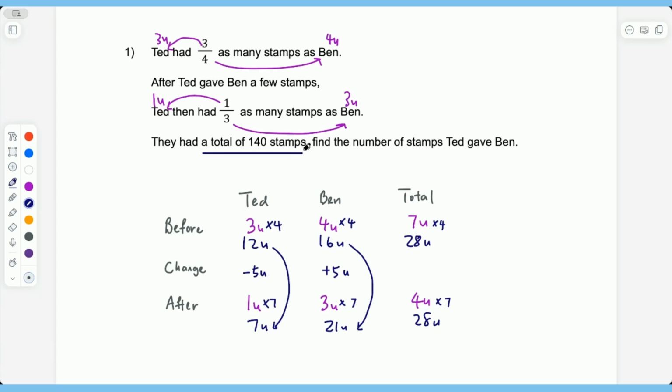We know that they have a total of 140 stamps. That means 28 units will be 140 stamps. 1 unit will be 5 stamps. Let's find out the number of stamps that Ted gave to Ben, and that will be 5 units. So Ted gave 5 units of stamps to Ben, and Ben received 5 units of stamps from Ted, and their total remains unchanged. So let's find out how much is 5 units. 5 units will be 5 times 5. That gives us 25. So Ted gave 25 stamps to Ben.